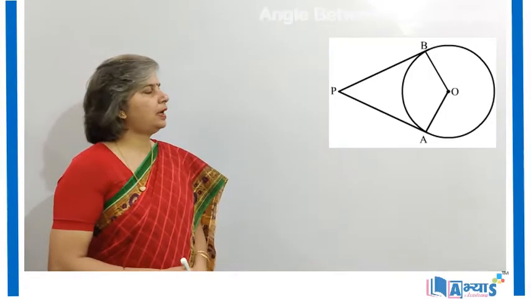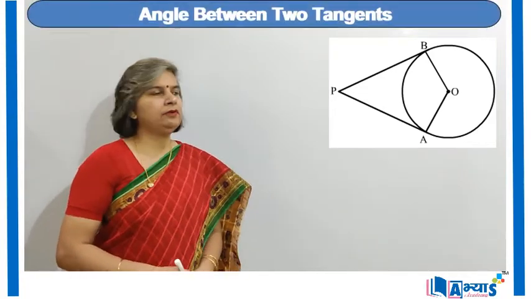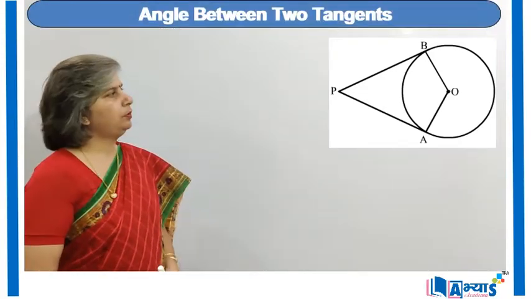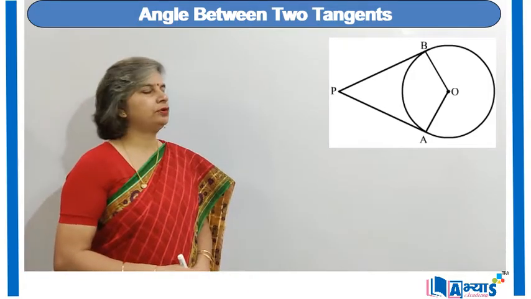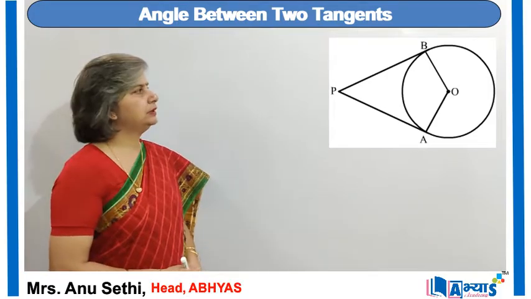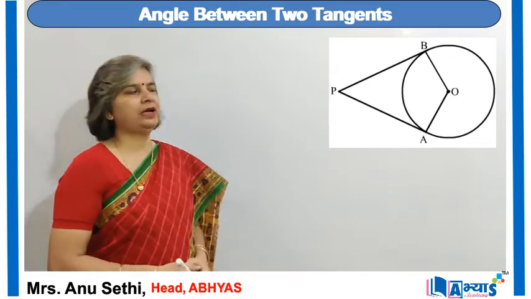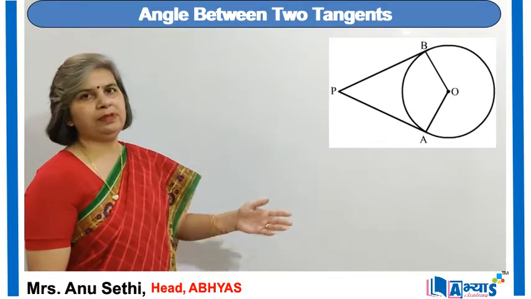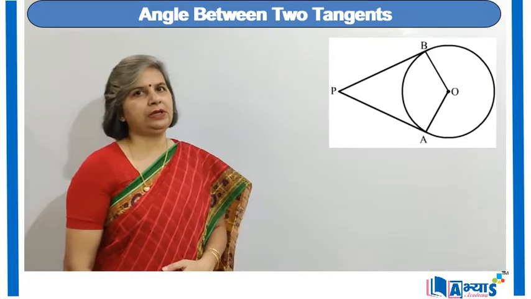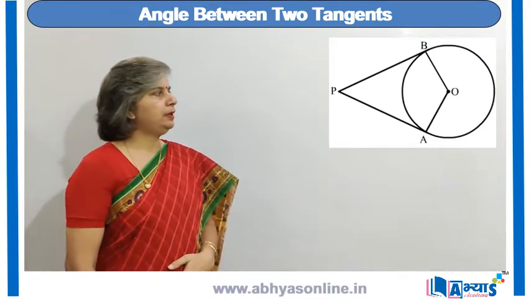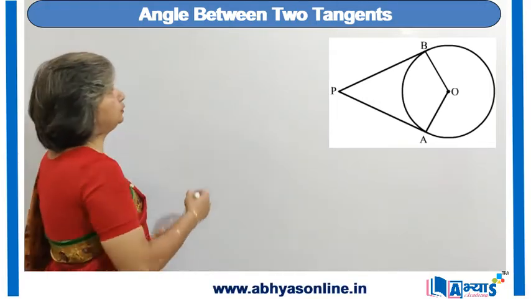Try to understand the angle between the two tangents. We know that if from an external point P we draw tangents to a circle, maximum two tangents can be drawn from a point P to the circle. As in the figure, from P we have drawn two tangents PA and PB. Both the tangents PA and PB are touching the circle at points A and B. So angle APB is the angle between the two tangents.